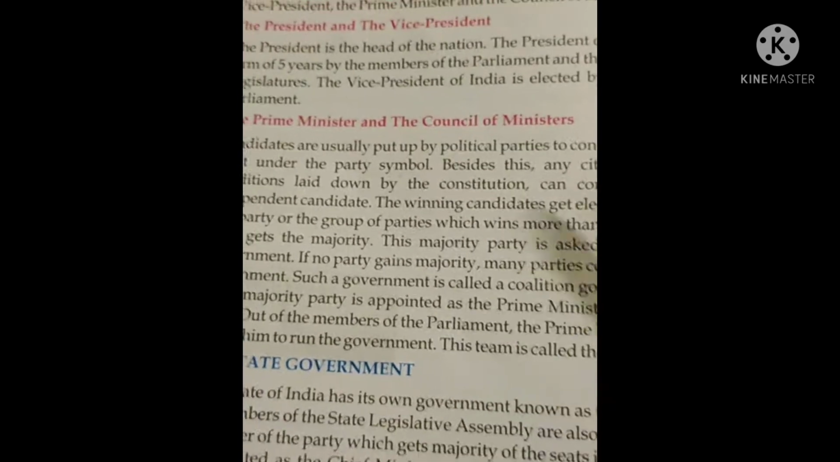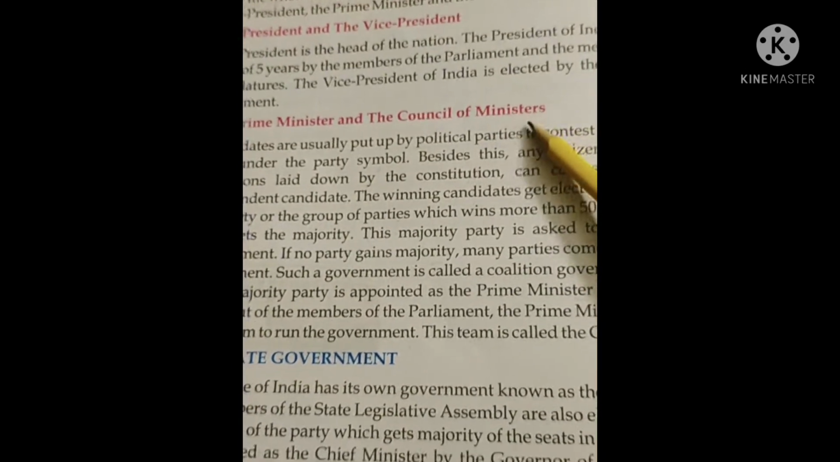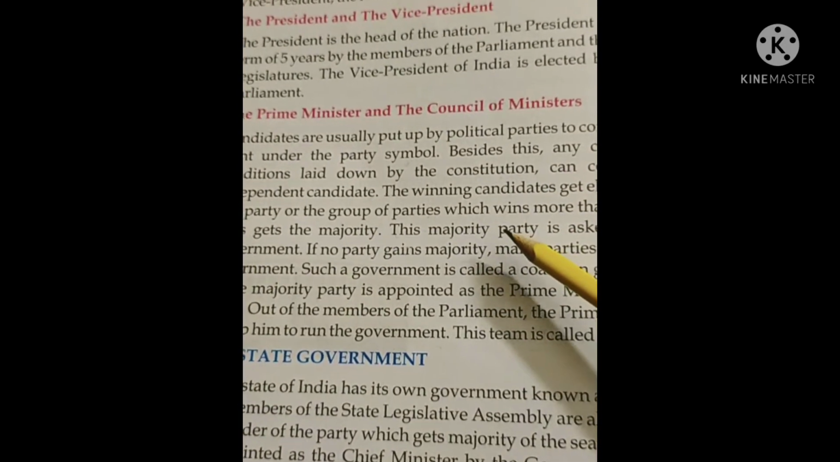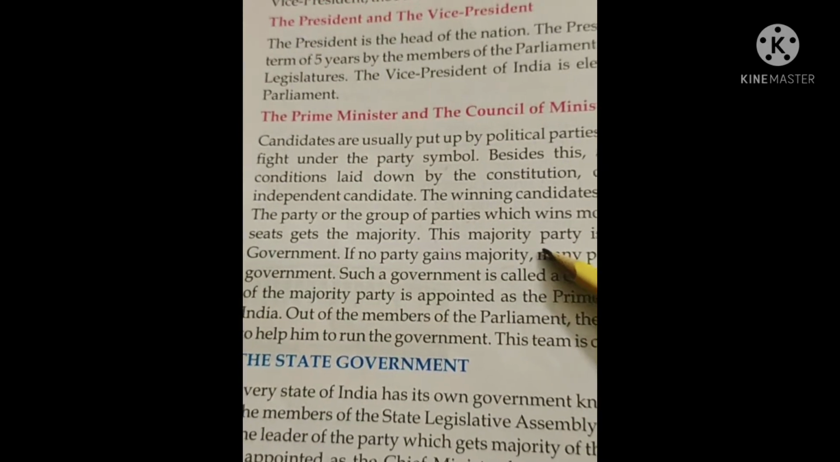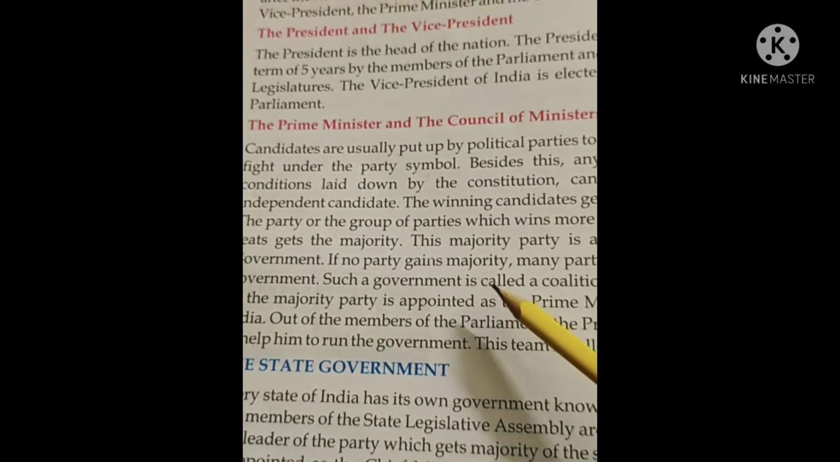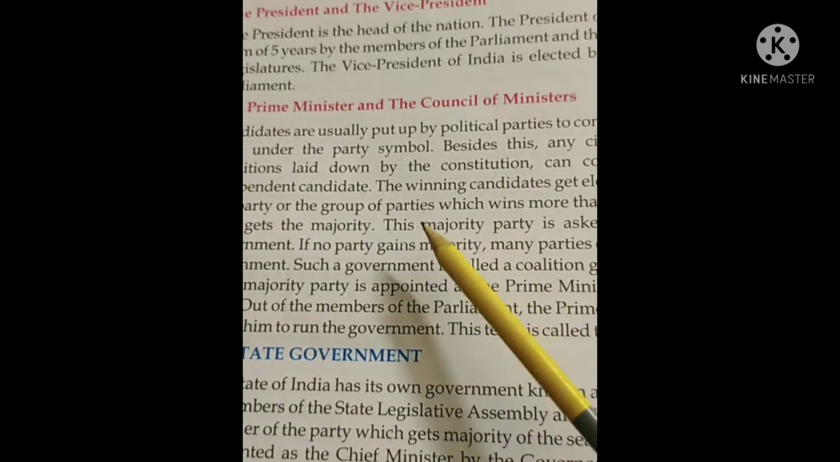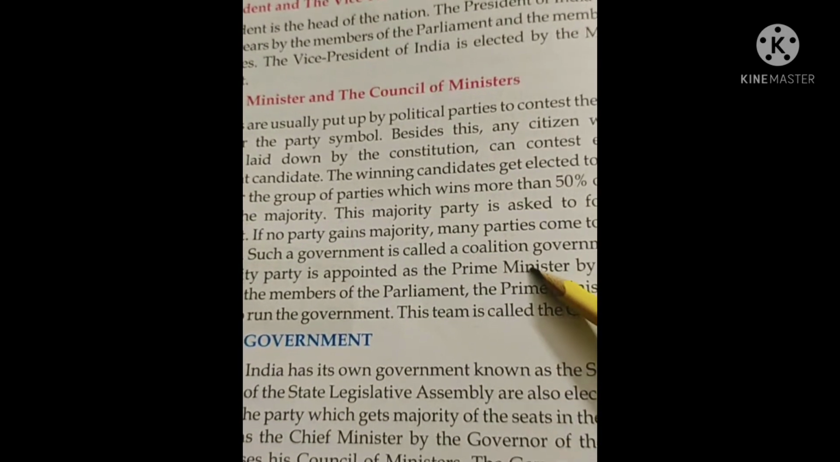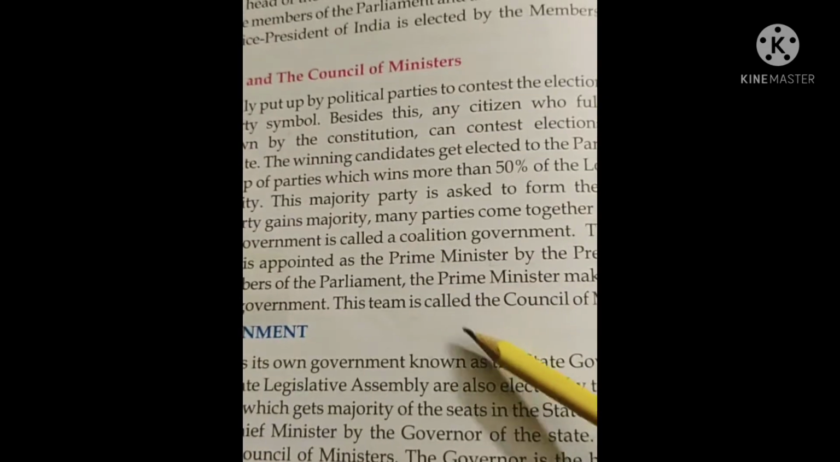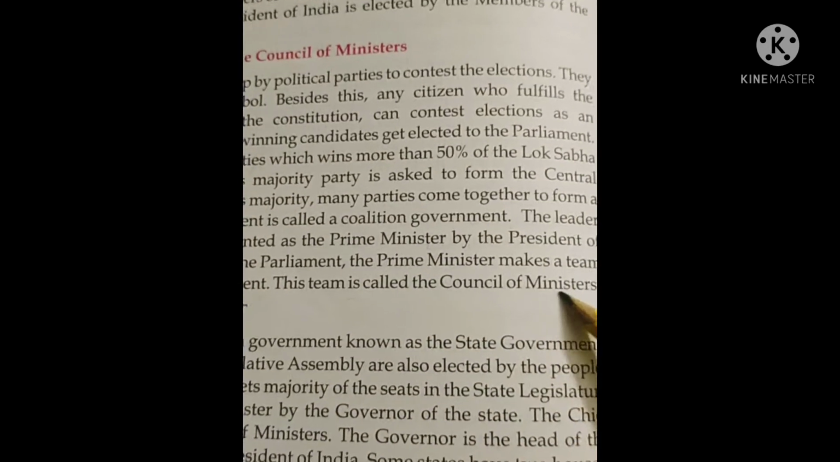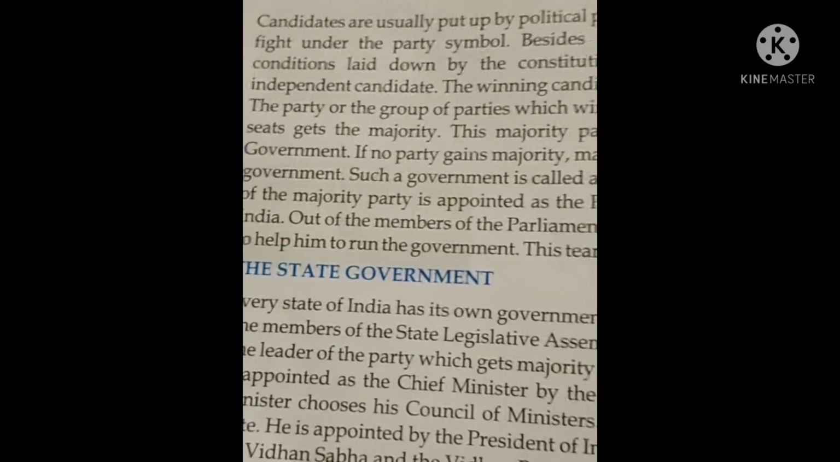So what happens? First of all, election takes place. In the election, whichever party wins the majority, they are asked to come and form the government. Then the leader of the winning party becomes prime minister, and then the prime minister selects his MPs and forms a team which is called the council of ministers.